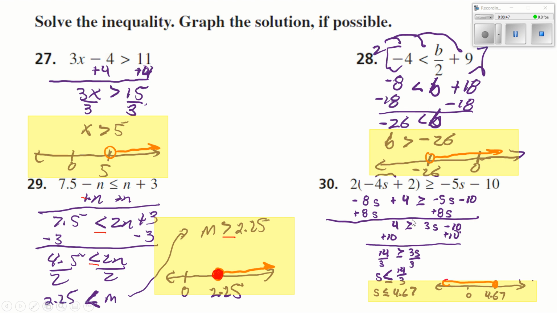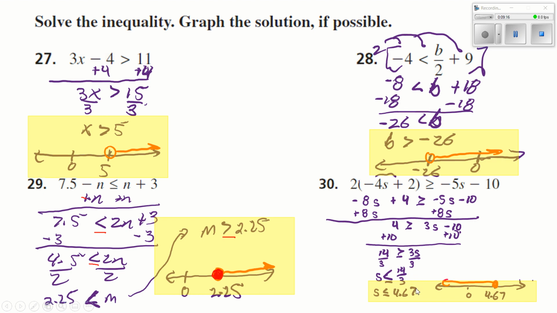I'm going to add 8s to both sides. This guarantees me a positive number. 8 minus 5 is 3, so I have 3s now. And the new inequality is 4 is greater than or equal to 3s minus 10. Now to isolate my variable s, I'm going to add 10 to both sides. 4 plus 10 is 14. Now to get 3 away from s, I'll divide it away, which means I need to divide 14 by 3.